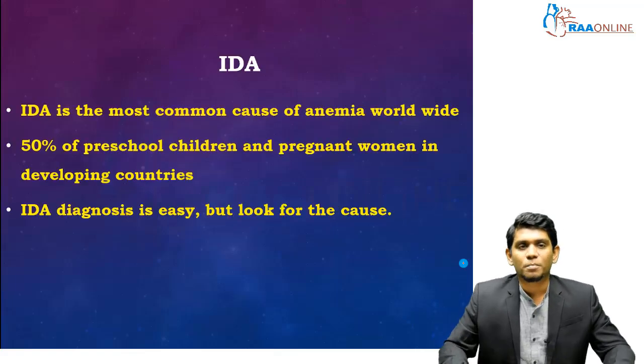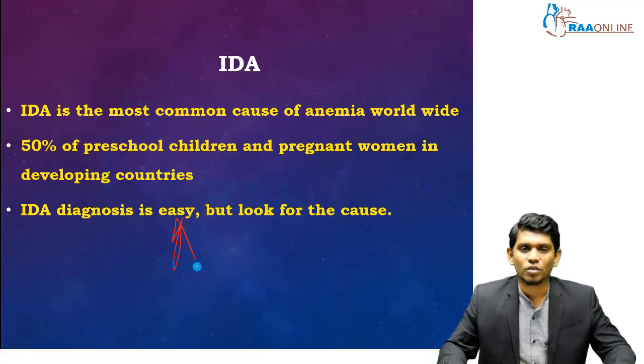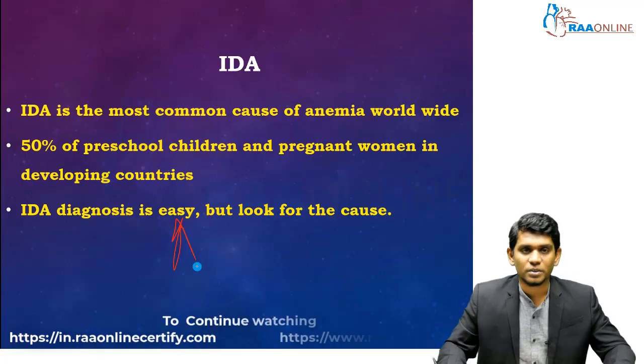Coming to IDA proper. IDA is the most common cause of anemia worldwide. 50% of preschool children and pregnant women in developing countries, including our country, have anemia or are on the verge of getting anemia. Diagnosis is easy, but you should always look for the cause. You can say by looking that IDA can be there, but looking and saying IDA is not the end of it. We have to look for a cause, identify the condition that leads to the anemia, and treat effectively not only the IDA but also the cause of the disease, so that the anemia doesn't come back and bite the patient again.